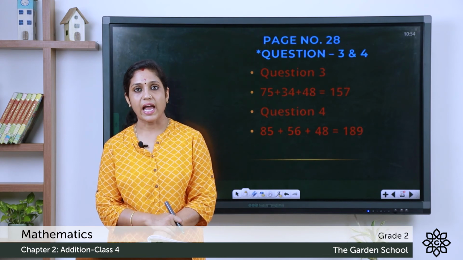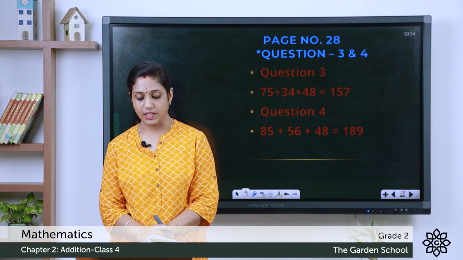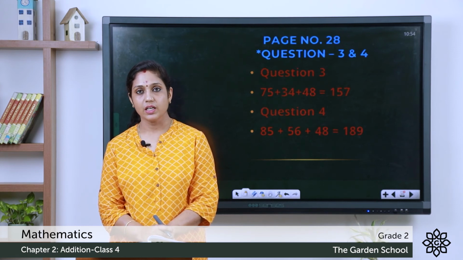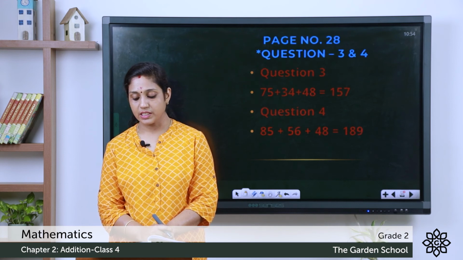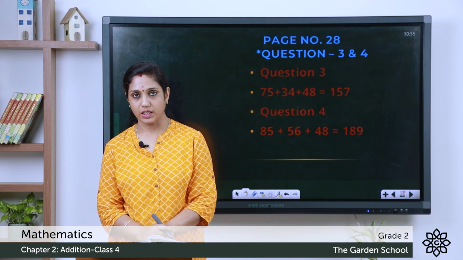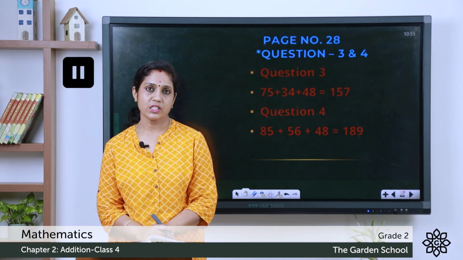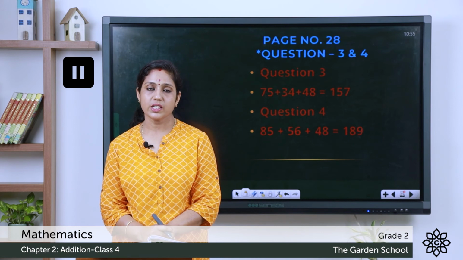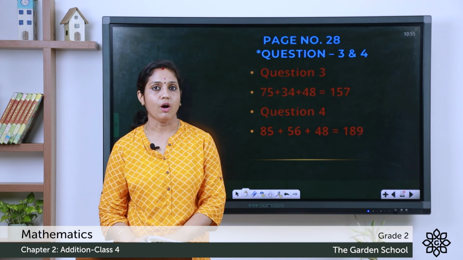7th question, we have to add the following. A. 23 plus 45 plus 63. B. 62 plus 74 plus 43. C. 122 plus 31 and D. 120 plus 47. You can pause the video, do all the questions and come back once it has been done. Hope you have done all the exercises.